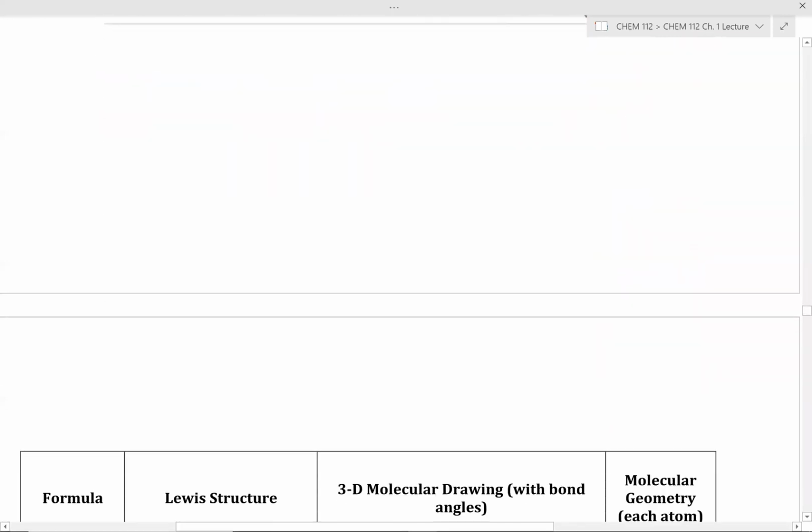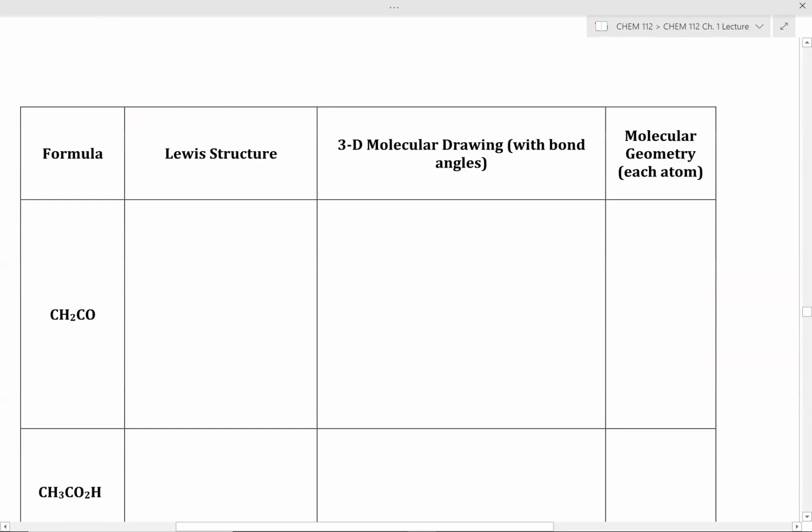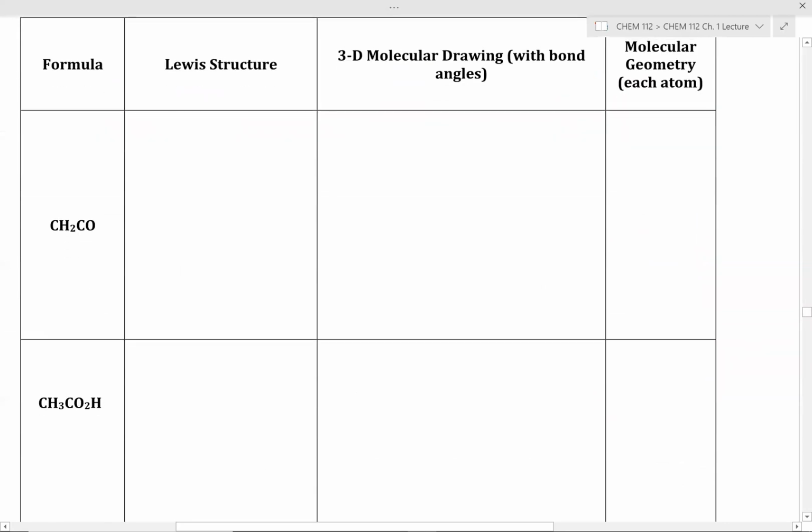So let's put this into practice now. There's really no use in talking about something without practicing it. So I'll do the first example. And all of these structures you will see again. These aren't just random structures for practice. These are ones that you'll be drawing a lot in this class. So the first of which is CH2CO. And no, this is not a typo. This is a very interesting structure.